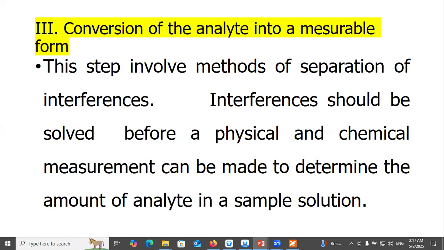Conversion of the analyte into a measurable form. This step involves methods of separation of interferences. Interferences should be removed before a physical and chemical measurement can be made to determine the amount of analyte in a sample solution.